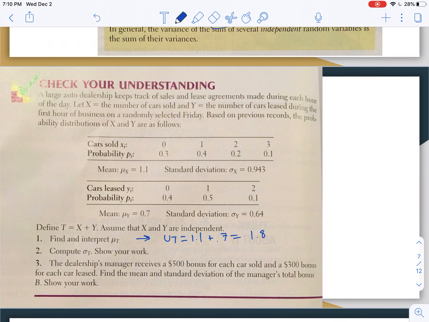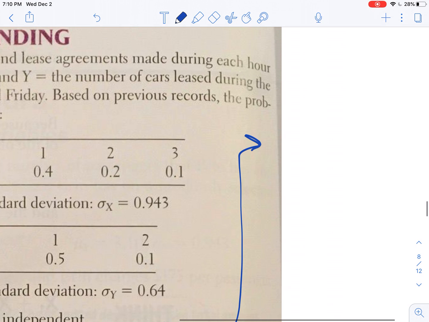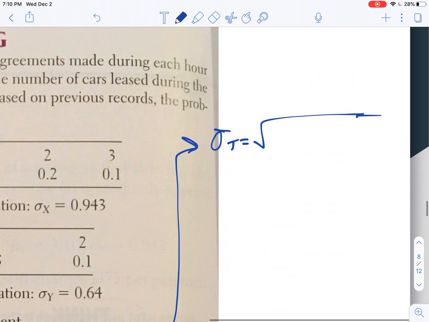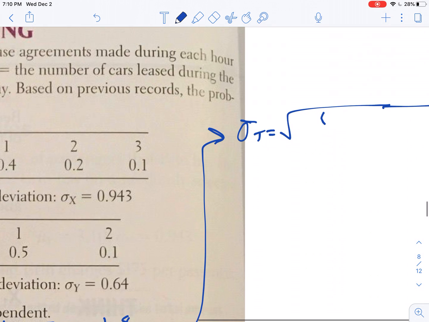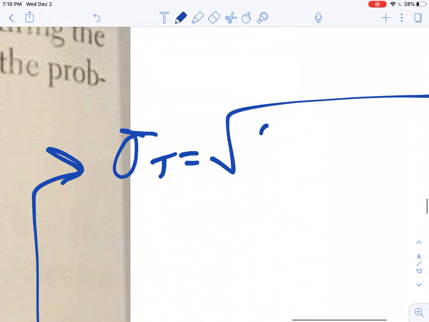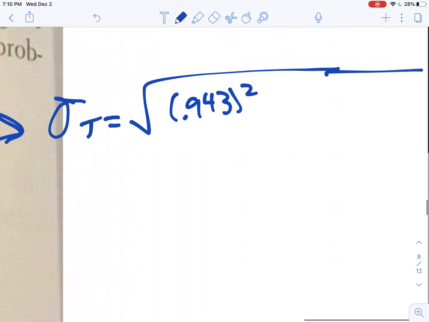I want to figure out what the standard deviation of T is. All right, this is going to be a little bit more complicated. So what I have to do here is the standard deviation of T is going to be equal to the square root of 0.943 squared plus 0.64 squared.